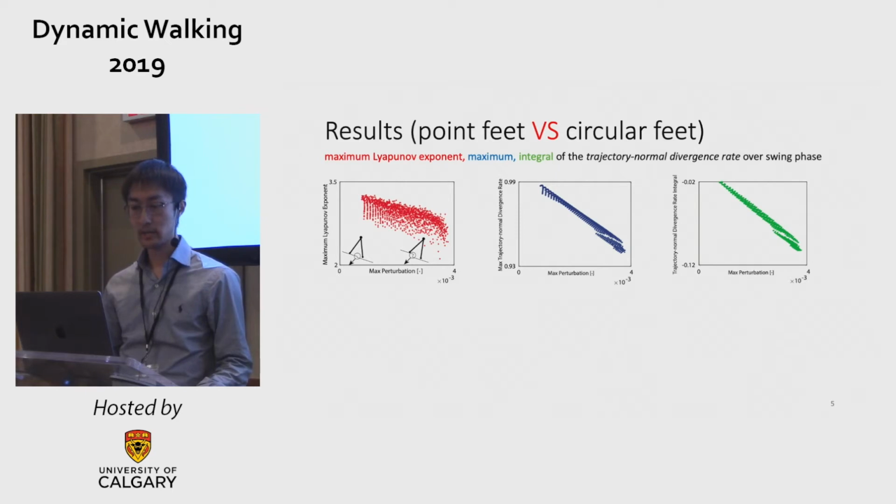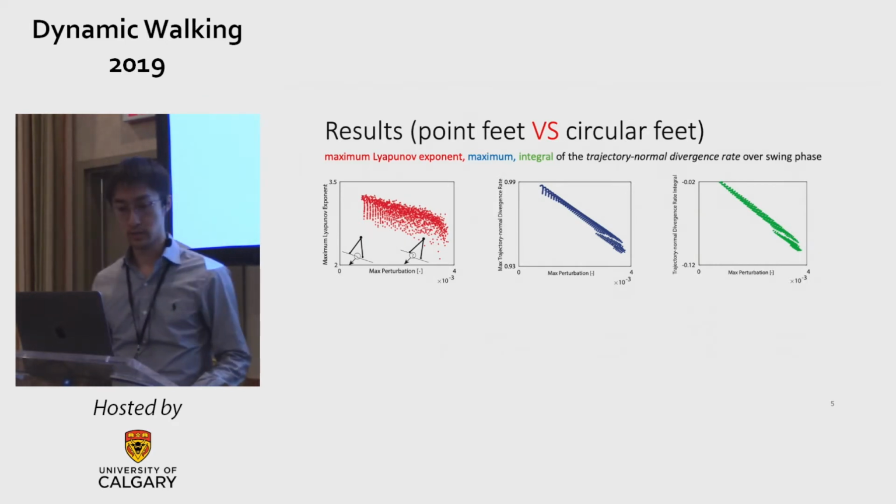We compare the relations between phase-dependent stability measures and the gait robustness using two types of compass walkers, the point feet walker and the circular feet walker. For the point feet walker, we vary two configuration parameters, which are the floor slope and the mass ratio between the foot and the hip, which is every single point on these plots.